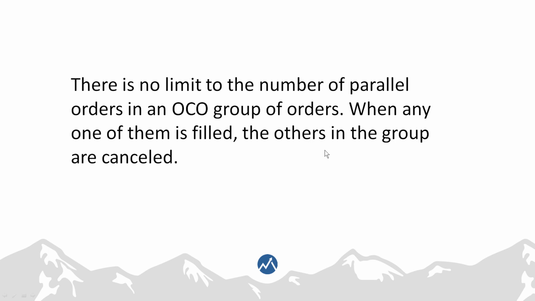And there's no limit to the number of parallel orders in an order cancels order group. When any one of them is filled, all the rest of them are canceled. So if you have an order to buy 500 shares of something, an order to sell 100 shares of something else, another order to sell 100 shares, and another order to buy 100 shares of something else, when one of those is filled, all the rest of them are canceled.